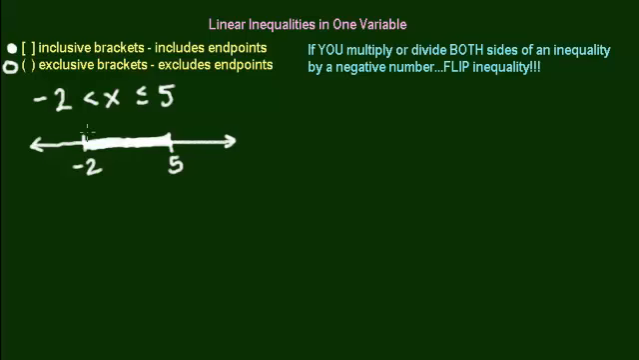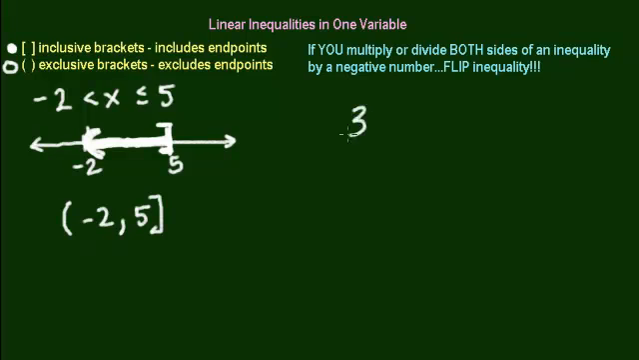Now I need to deal with my endpoints. My negative 2 is not included, so I'll make a curvy bracket best I can. Then my 5 is included, so I'll make a squared off bracket. There's my graphical notation. For interval notation, you just basically write down what's on the graph. And on this right-hand side, I'll need a squared off bracket. And that says that x is in between negative 2 and 5.